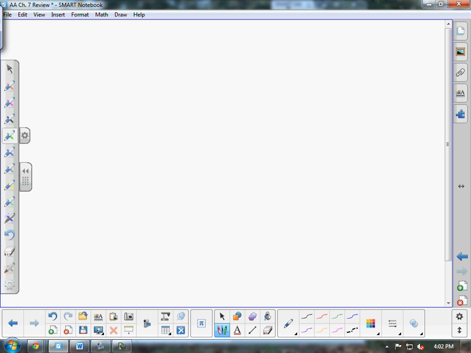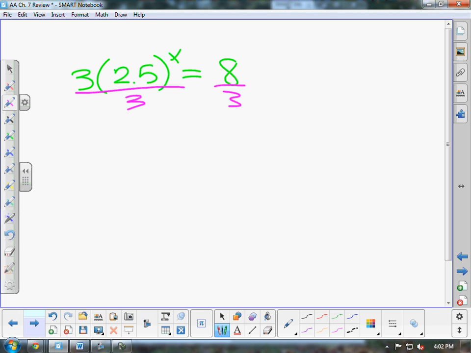Or maybe you'll have like 3 times 2.5 to the x equals 8. And so then if we're trying to figure out what x is, the first thing we would have to do is divide both sides by 3 to get 2.5 to the x equals 8/3. And we can leave it as 8/3. If you want to do the math for it, you could, but you don't have to at this point.